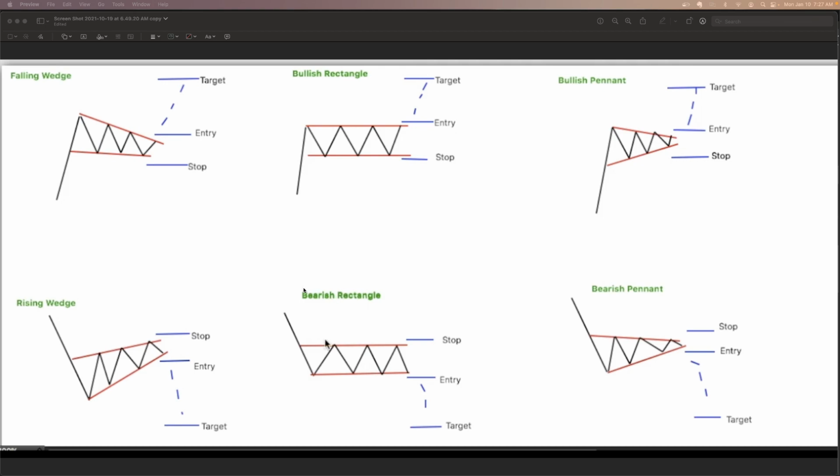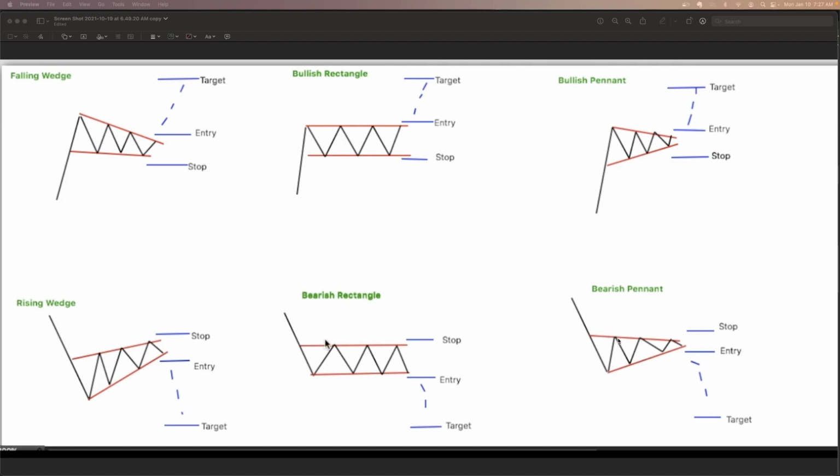Bearish Rectangle. This is one of my favorites. It's just so simple. It's so easy to see. It goes down. I think in one of the previous videos, I showed a bearish rectangle on Apple. So easy, so clean. One of my favorites. I think the rectangles are my favorites, like I said. And then the Bearish Pennant, same thing.